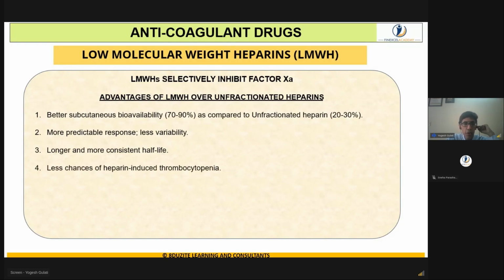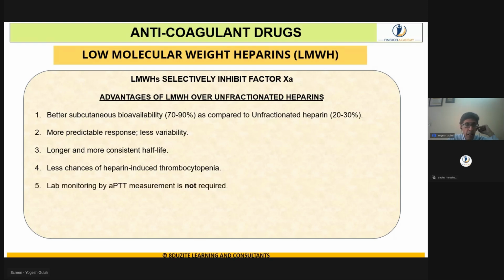Less chances of heparin-induced thrombocytopenia. So this is a very serious condition. It occurs in only less than 1% of people who are getting heparin. But if it occurs, it is very serious. So the chances of heparin-induced thrombocytopenia is lesser with low molecular weight heparins.